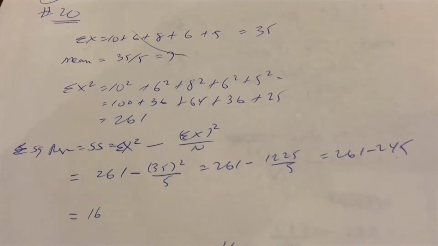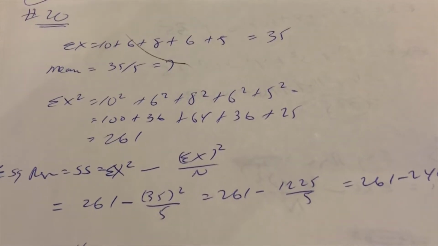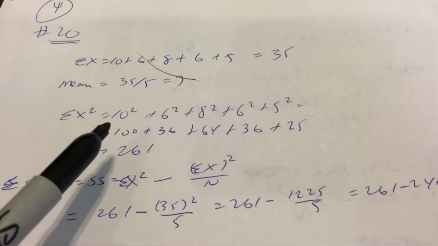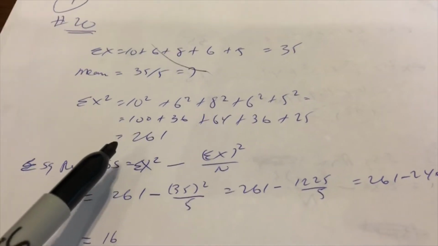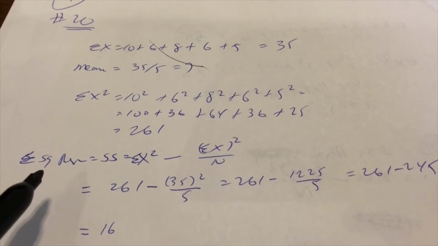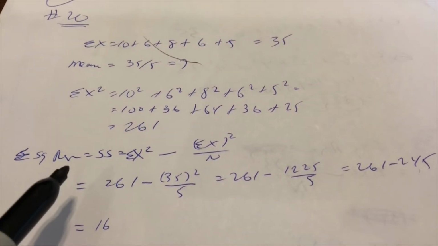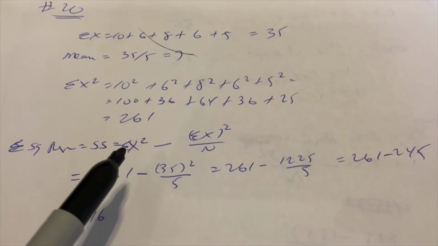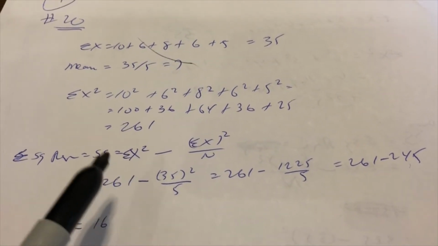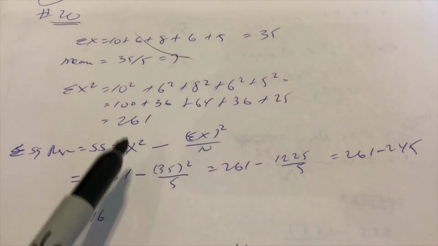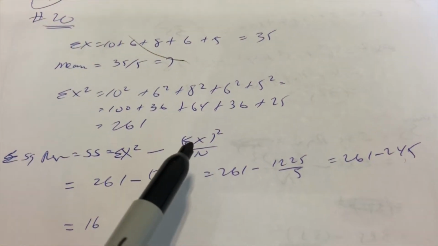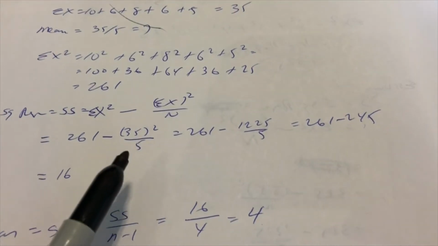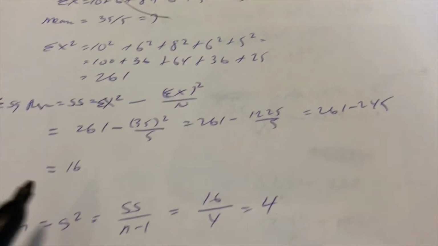Again, you take the sum of the square of each one right here, 261. Then here's the squares of the deviations, SS. That's your formula here: the sum of x squared, which is 261, minus the sum you got up here, 35 squared, divided by n. The same formula, just run through it, and you come up with 16.